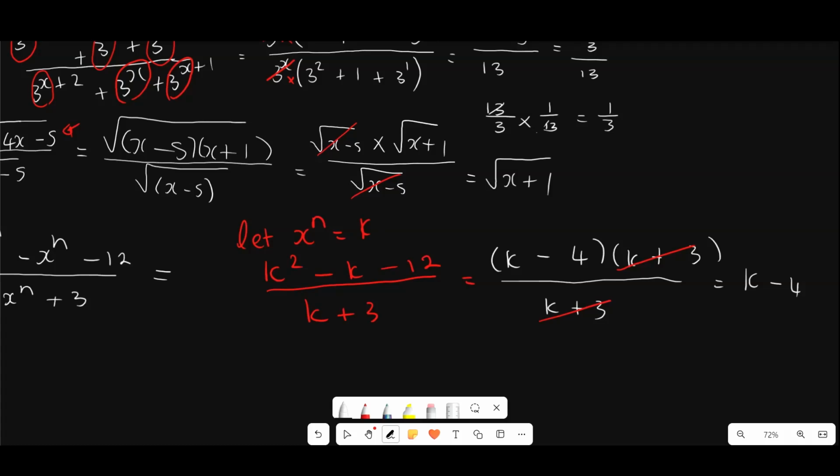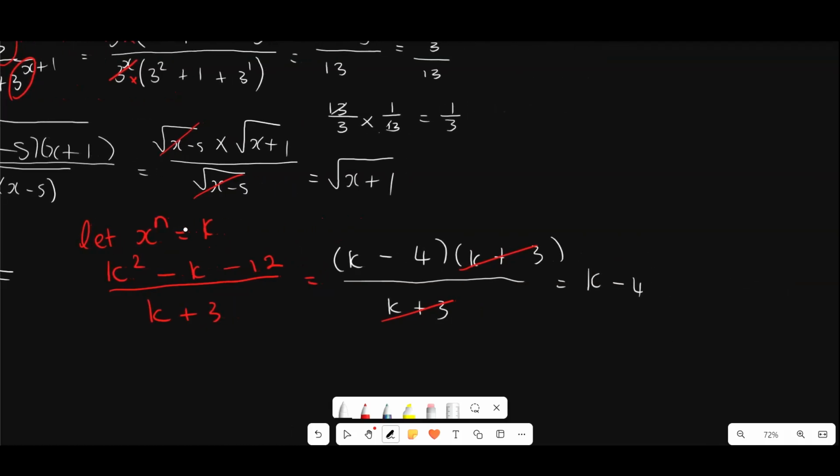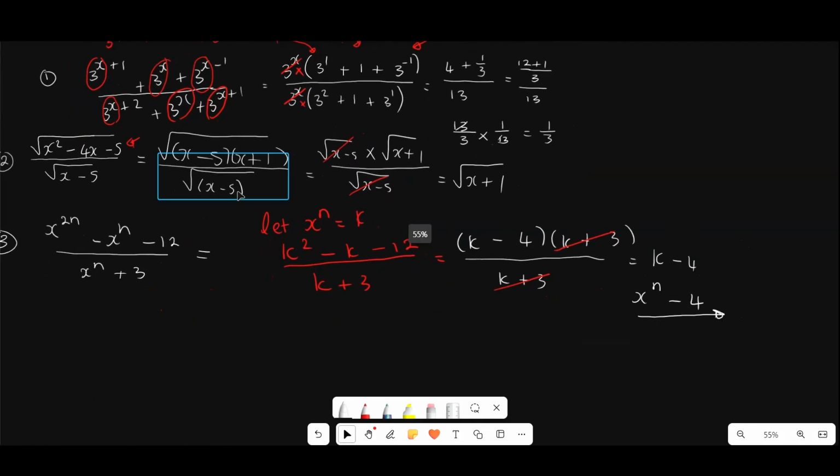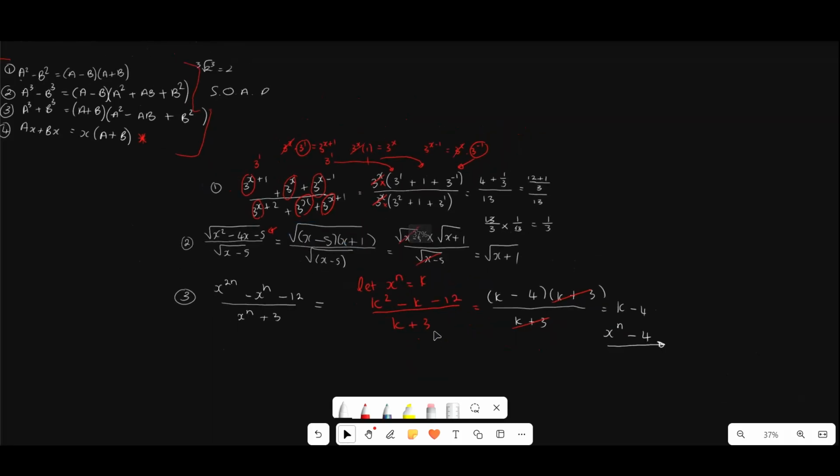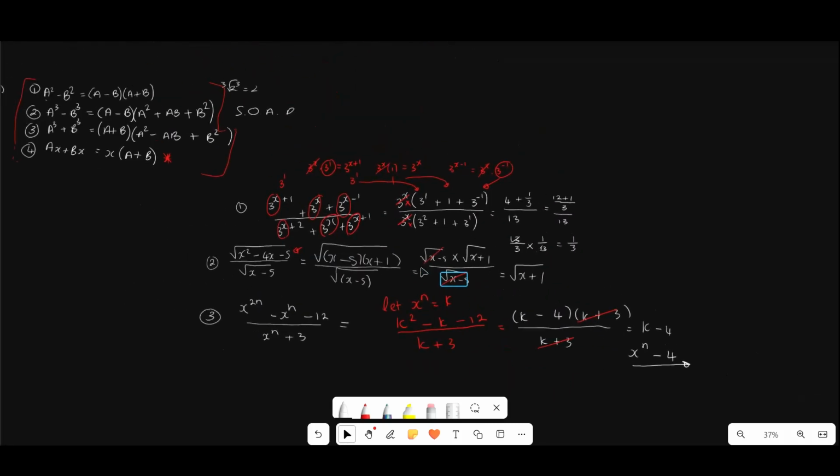But that's not my final answer, because we said k is equal to x to the n, so my final answer will be x to the n minus 4, right? So that's the final answer there. So simple as that. Please try more and more questions when dealing with exponentials.